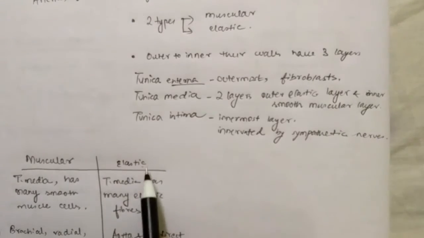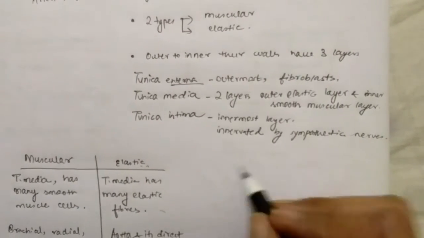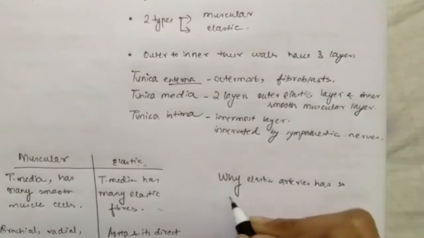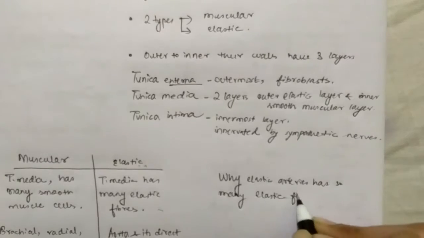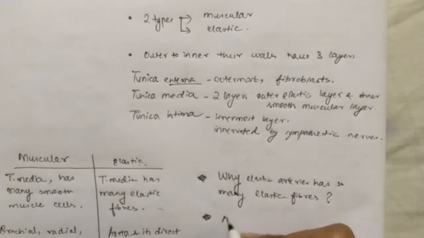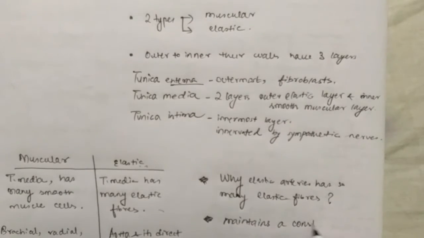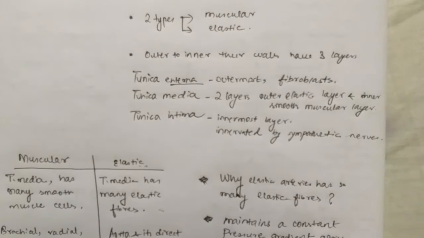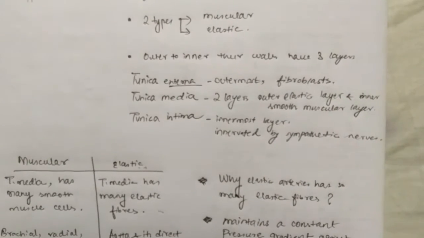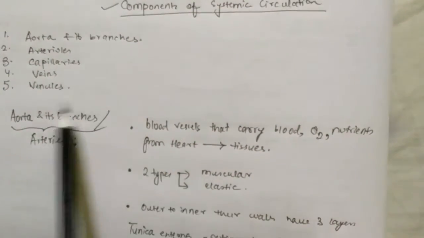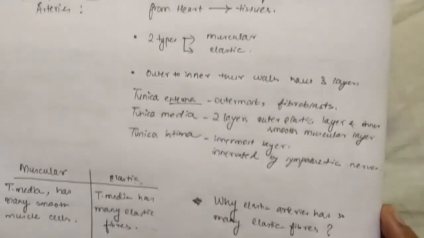So a question arises: why do elastic arteries have so many elastic fibers? Now, as I just mentioned, these arteries are very close to the heart, so elastic arteries maintain a constant pressure gradient against the pumping action of the heart. Now, this was all about arteries. So as we said, we will discuss the 5 components of the systemic circulation. First one was the arteries, which we have discussed now.